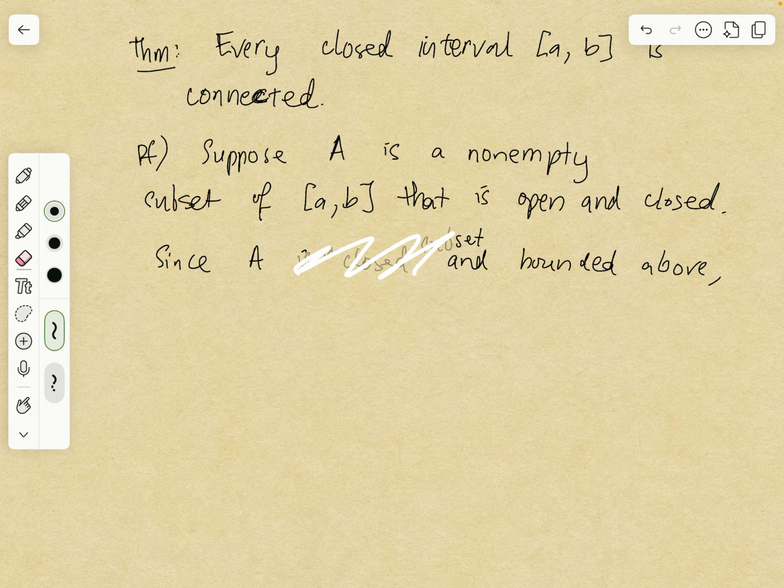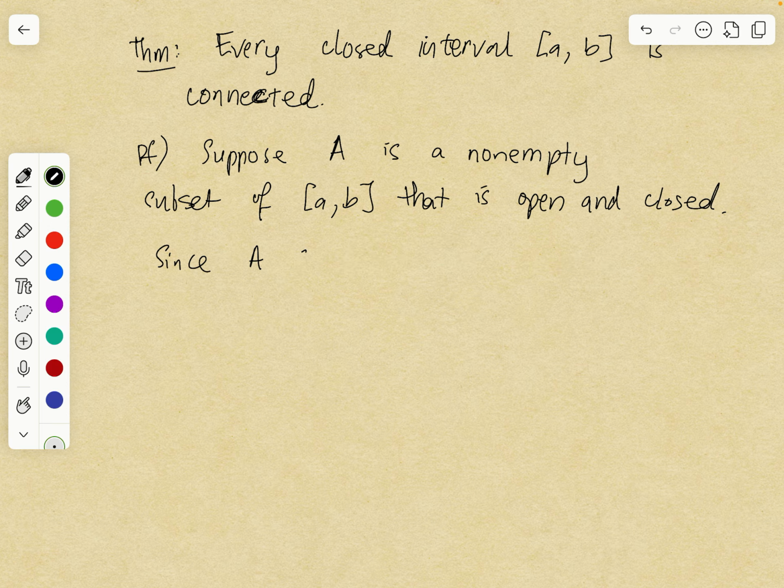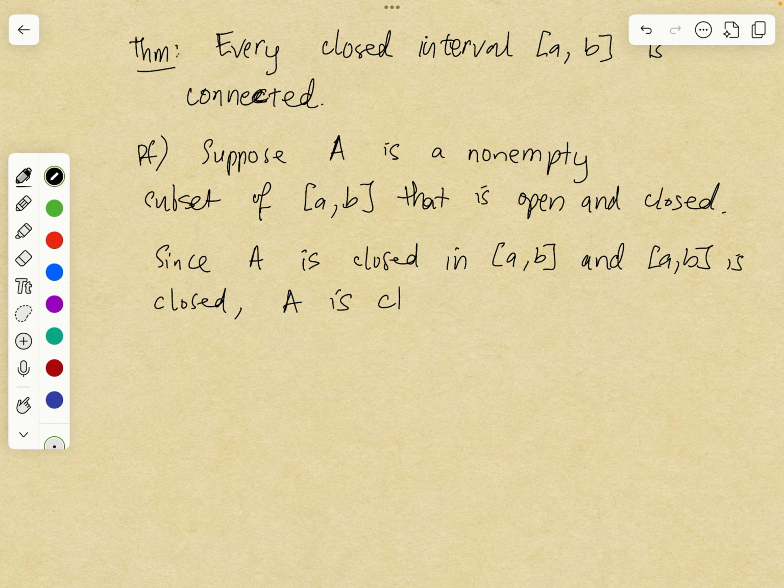So this is a general fact about closed sets. Since A is closed in the interval AB, and this interval is closed, A is closed in R. Remember, what it means to be closed in R means that it's closed in the metric space R. So it's one of the closed subsets of the metric space R, because closed is relative to the metric space, right?